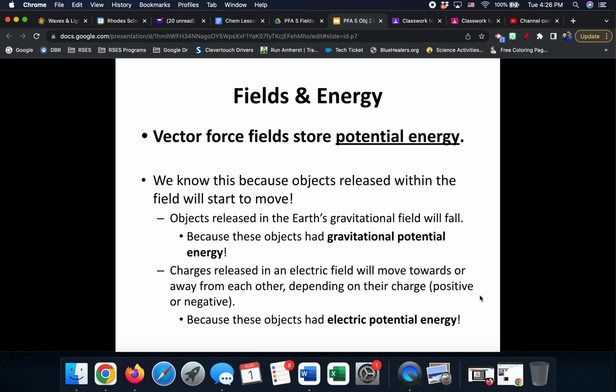So, what is stored in a force field, those vector fields we talked about? Potential energy. Remember when we held our magnets together, we used our force to make a positive and positive side next to each other? As soon as we let go, it moved because they stored potential energy. Same thing. We talked about gravitational potential energy all year. You hold an object up in the air, it has the potential to fall.